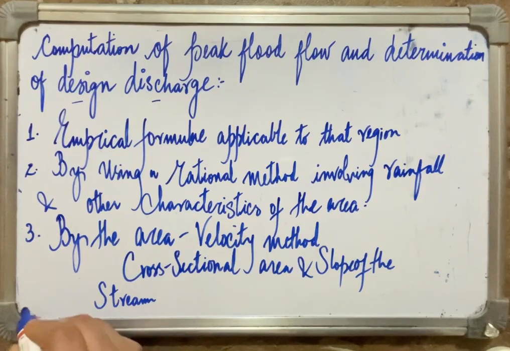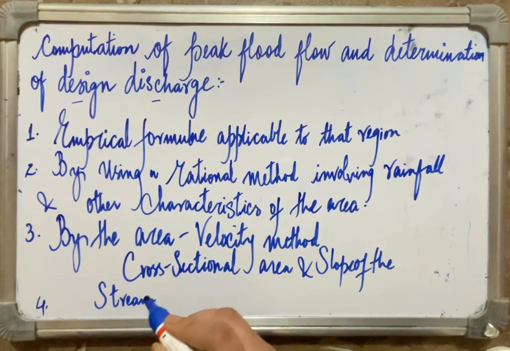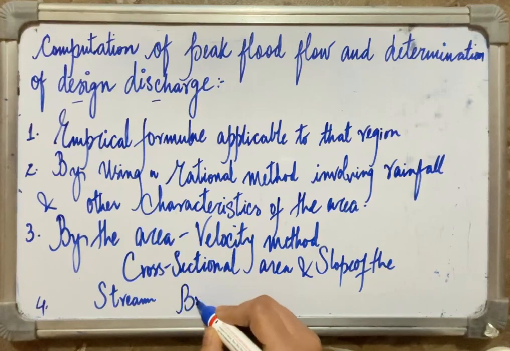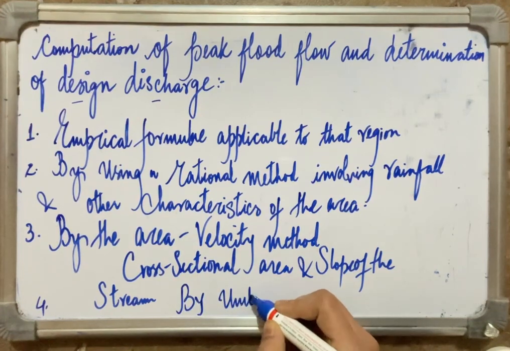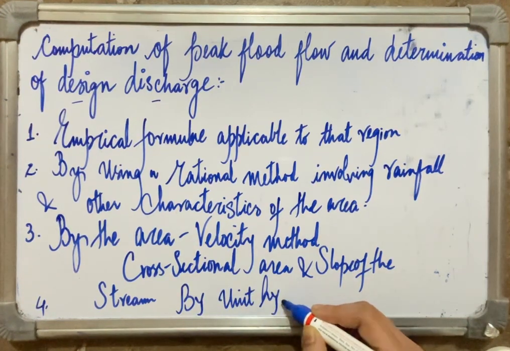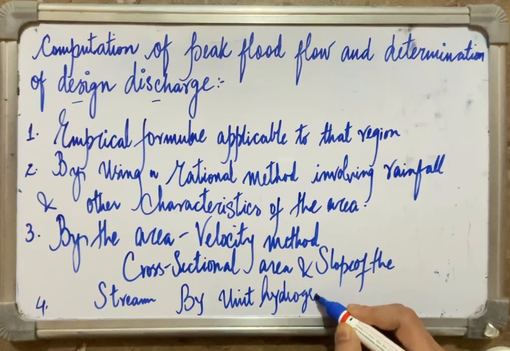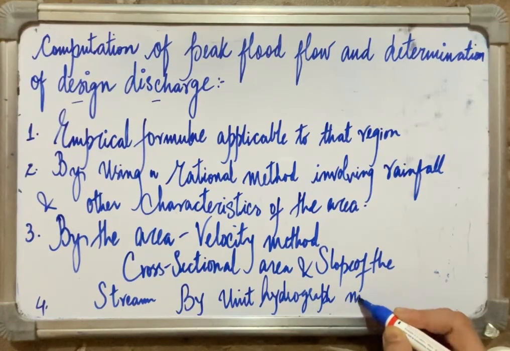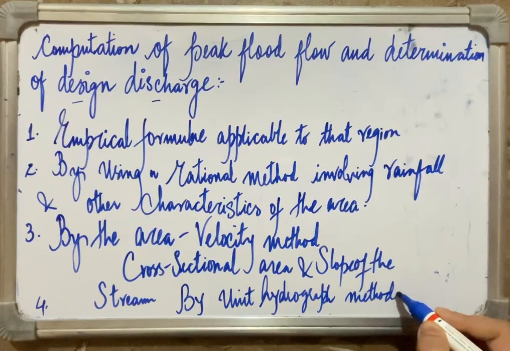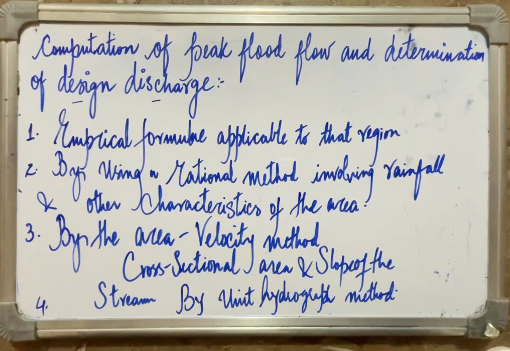Fourth one is by unit hydrograph method. We make use of this method to determine the maximum discharge which a bridge across a natural stream is to be designed to pass. All right.